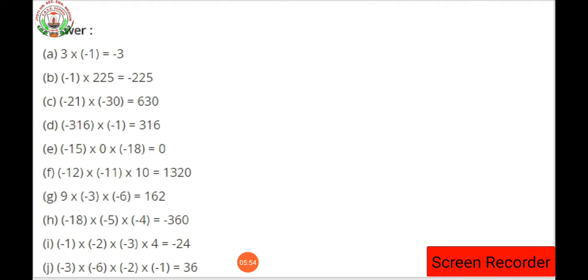Plus 18 into minus 2 will be 36. Isn't it? Minus 36. Then minus 36 will be multiplied with minus 1. It becomes plus 36. In this way the question number J part is completed. So what is the answer for the J part? That is plus 36 is the required answer.